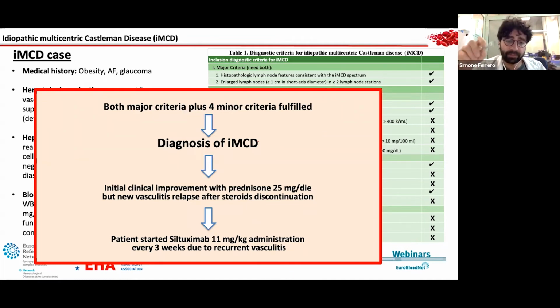She was treated at the beginning, right after the surgical biopsy, with prednisone. She had an improvement in general condition, an improvement of vasculitis, but after steroid discontinuation, she had a relapse of inflammatory indices and vasculitis. And so we started treatment with siltuximab due to recurrent vasculitis, and actually she is doing well with resolution of vasculitis and resolution of inflammatory indexes.